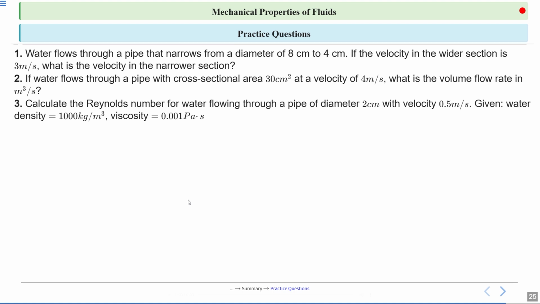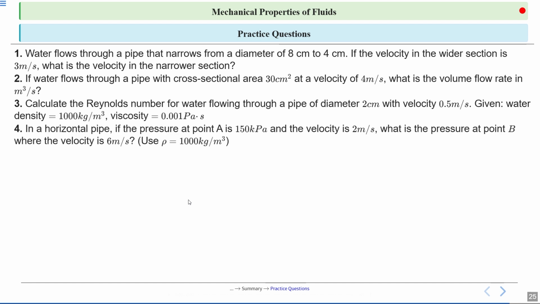Calculate the Reynolds number for water flowing through a pipe of diameter 2 centimeter with velocity 0.5 meter per second. Given water density 1000 kilogram per meter cube, viscosity 0.001 pascal second. In a horizontal pipe, if the pressure at point A is 150 kilopascal and the velocity is 2 meter per second, what is the pressure at point B where the velocity is 6 meter per second?